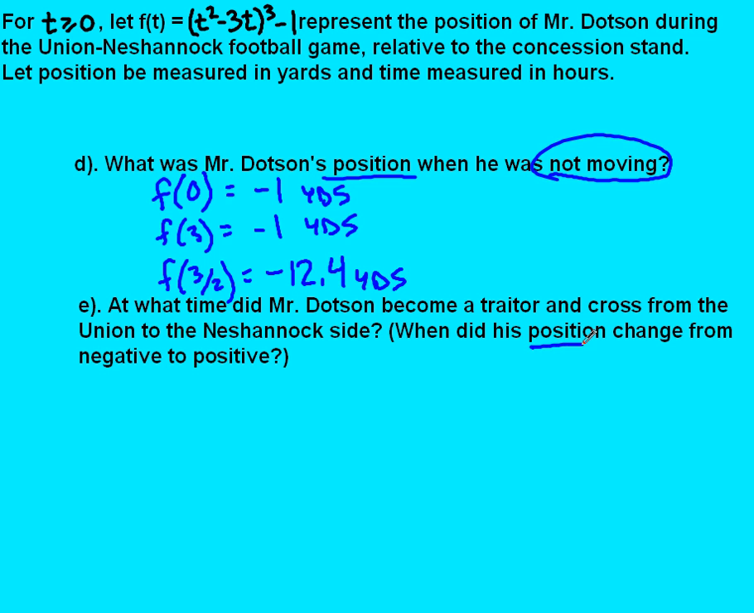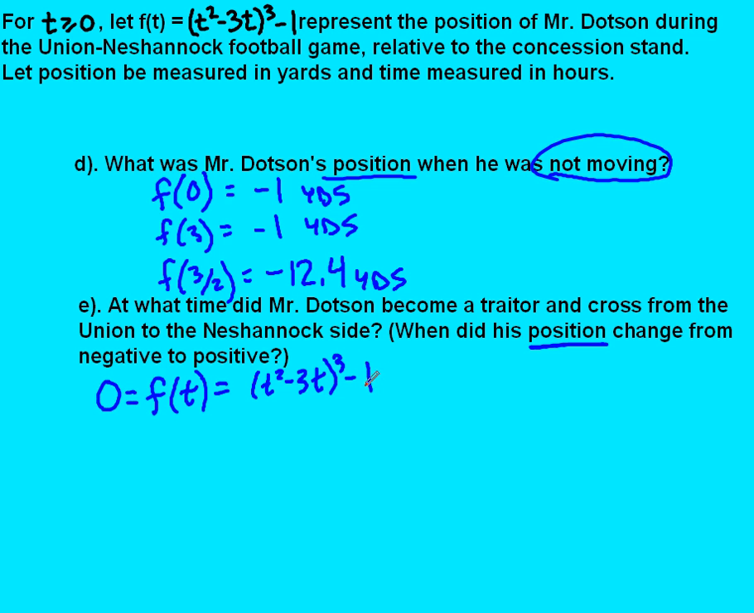So again, we're looking at position, so we should be looking at something with the position function. If I have something changing from negative to positive, that means it has to be going through 0. That's the only way it can cross from one side to another. So I need to set my original position function equal to 0. So let's do that and try to solve.